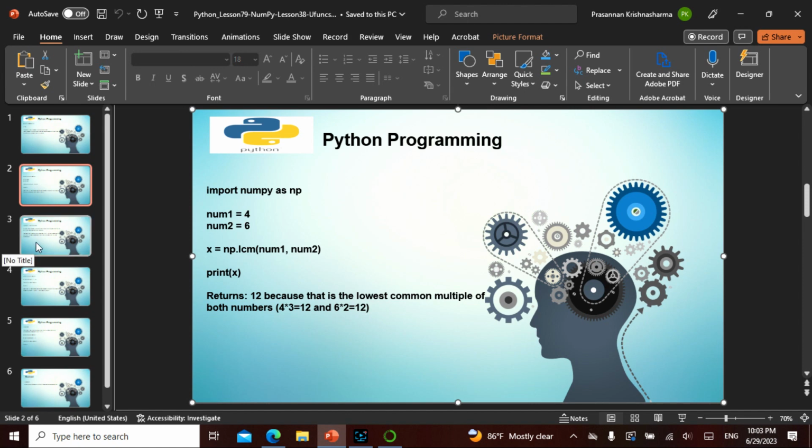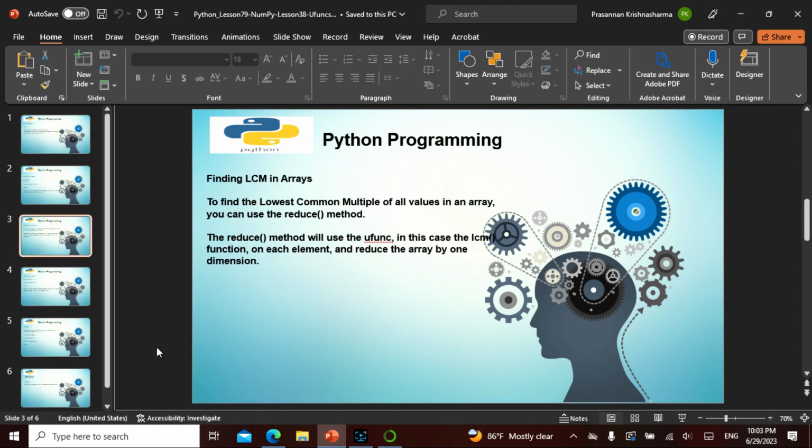Did you understand? Did I make sense? And that is the syntax: number 1, number 2, and LCM gives the lowest common multiple, and then we print x. Now the same thing we can do to find it in arrays. If you want to find it in arrays, we can use the reduce method, reduce with open and close parentheses. In this case, we reduce the array by one dimension. Reduce is basically reducing, decreasing.